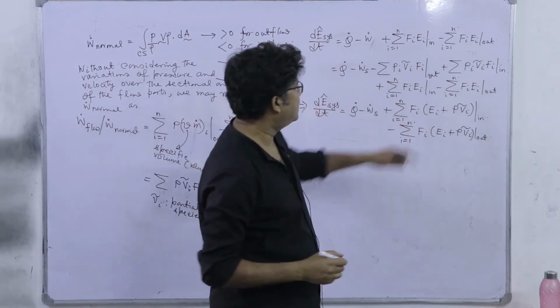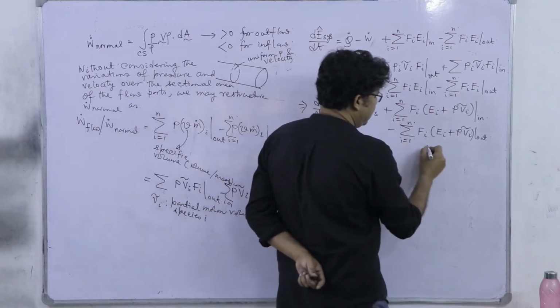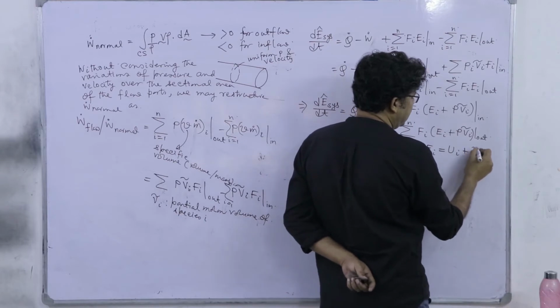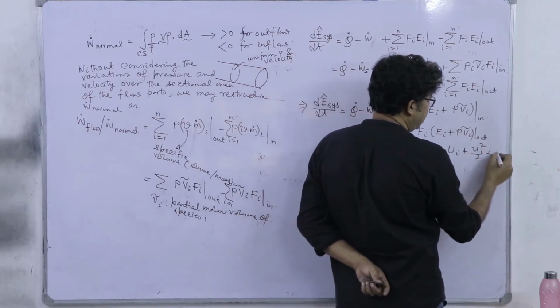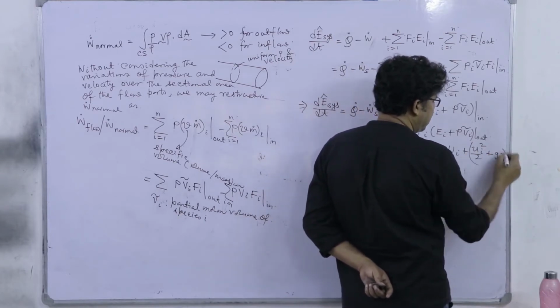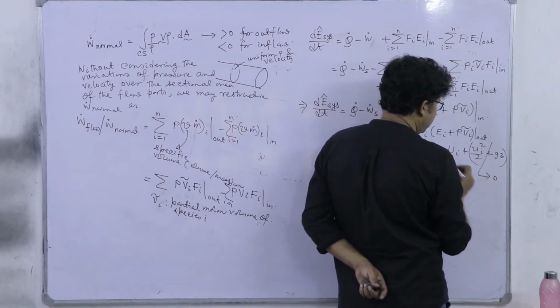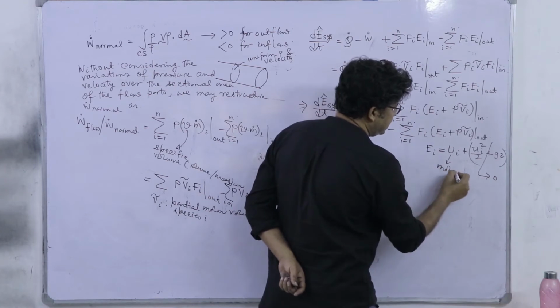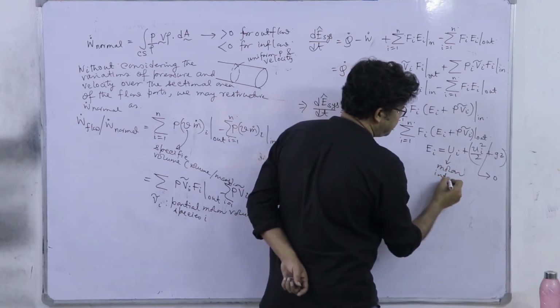And by definition, this Ei, now we must discuss, is capital Ui plus u square by 2 plus gz, and these last two we set equal to 0, and this must be the molar internal energy.